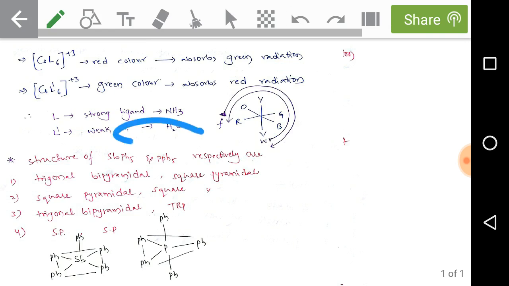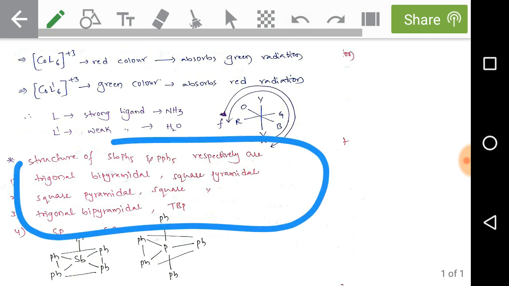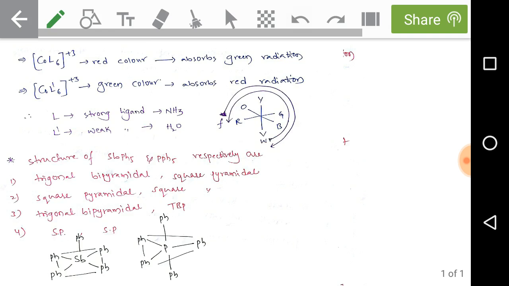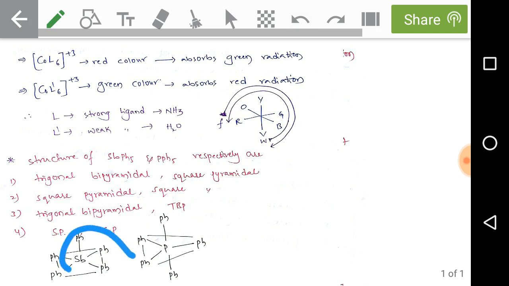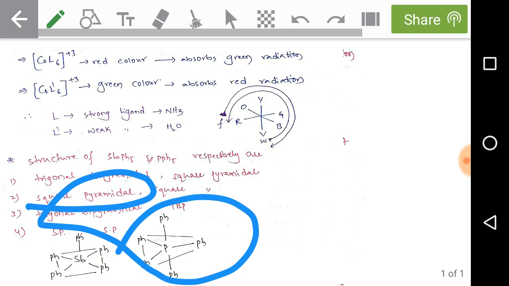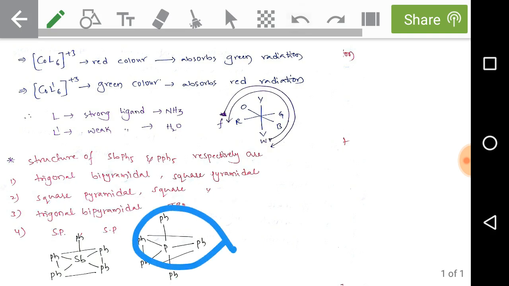Okay, so that weak ligand must be water. Okay, next one, the structure of stibinum. So here we have given pentaphenyl stibinum and pentaphenyl phosphorus, respectively, and we need to check their structures. Yeah, here the stibinum compound is showing square pyramidal, whereas the phosphorus compound is showing trigonal bipyramidal.